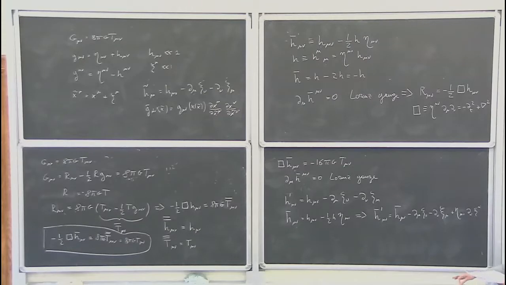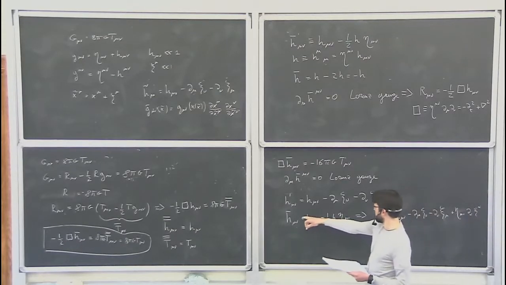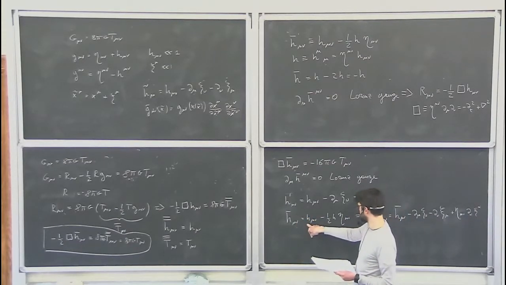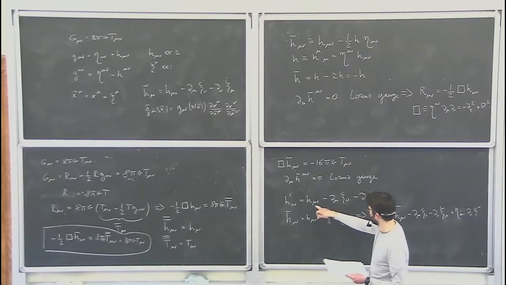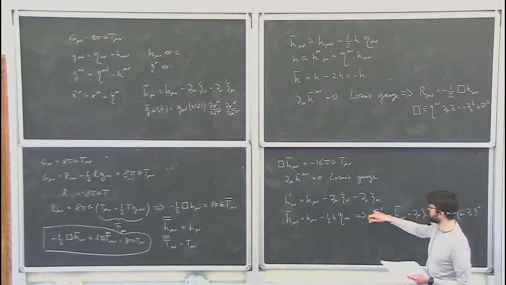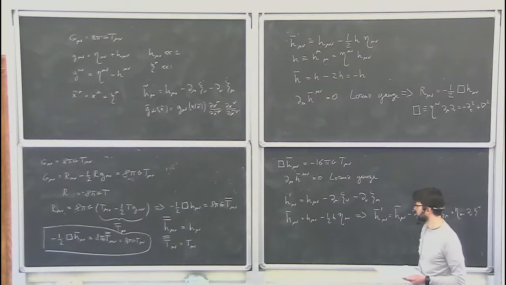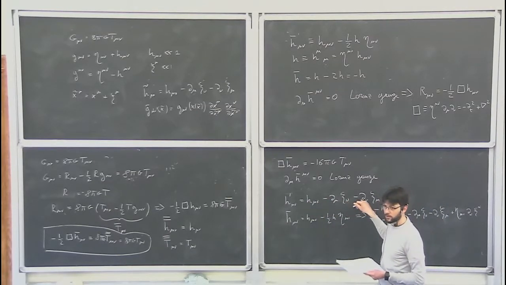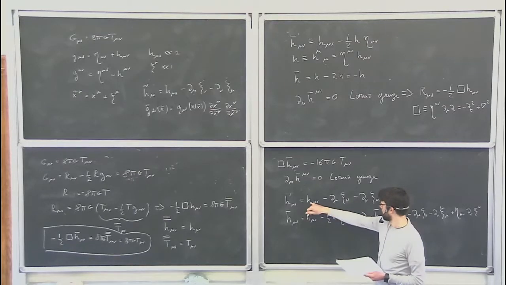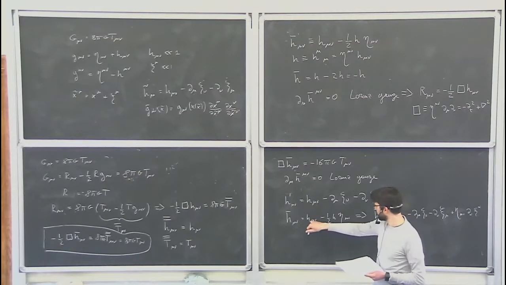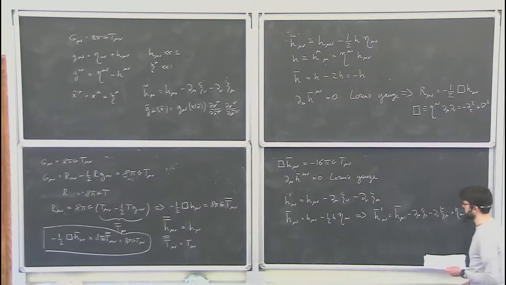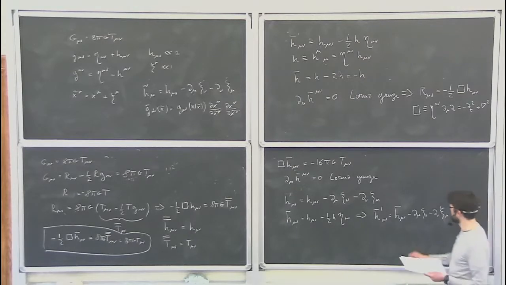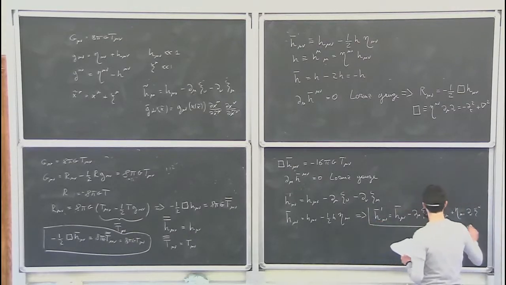So what I've done here is simply to take the definition of h bar, the trace-reversed metric perturbation, and see how this transforms under this gauge transformation. What do I need to do to get this equation? I just need to take the trace of the gauge transformation and replace it in the definition of h bar, essentially. And what you find is this gauge transformation for h bar.